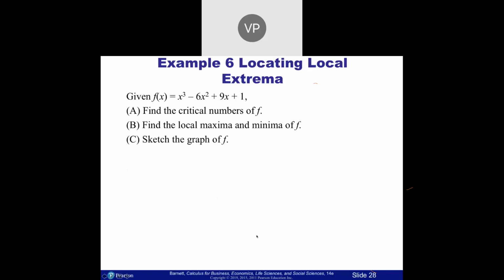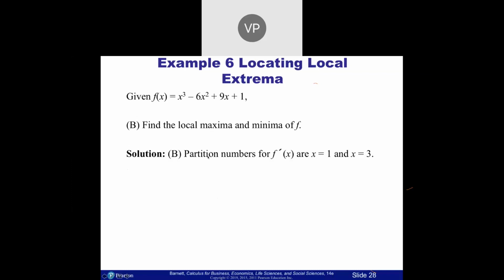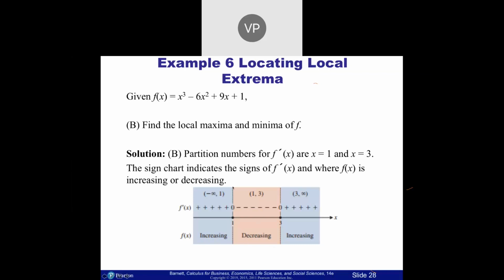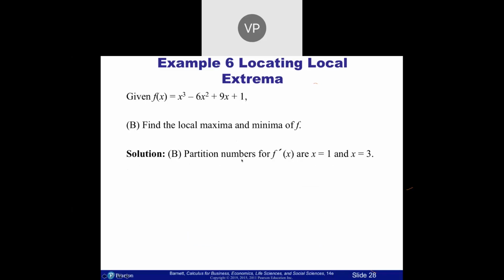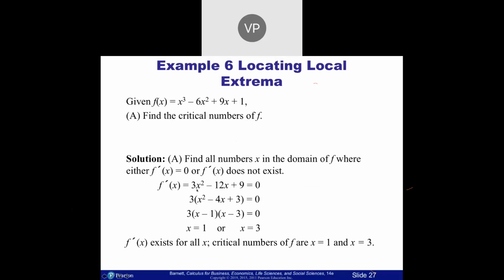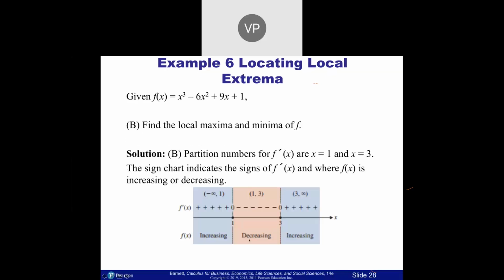So now, we've got part A, now we want to know local maximum minimums. Well, we have to do the partitions, the sign charts again. So remember, here's 1, here's 3, and you pick x values around 1 and 3. If I go in the middle, the easiest one to pick is 2. Plug in 2 to my derivative. Remember the derivative right here? If I plug in 2 right there, I would get 12 minus 24 plus 9, which would give me, I think, a negative 3. So that's how I know the middle section is decreasing, because I got a negative number for the derivative.